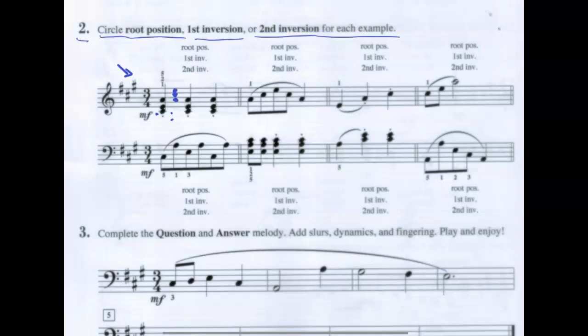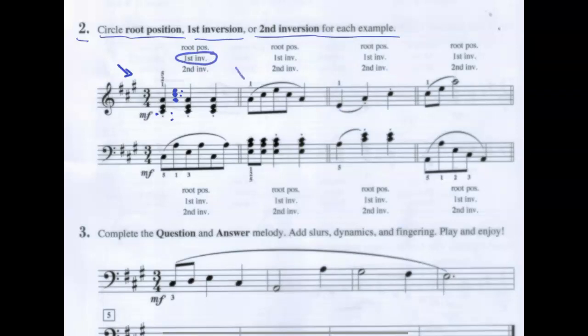Remember this root position. And then the C sharp is the third note of the scale, right? This is the third note, and E is the fifth note. So the third note is in the bottom. That means this is first inversion. Okay, the first inversion of the A major chord.